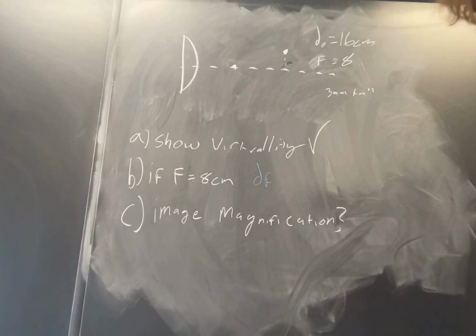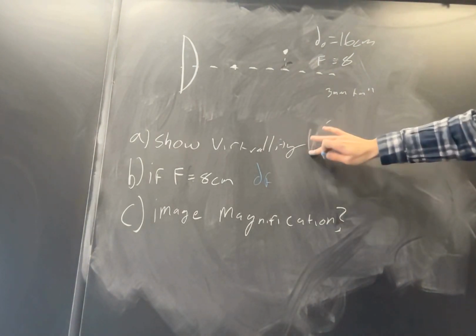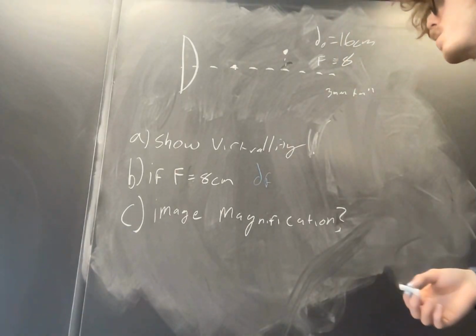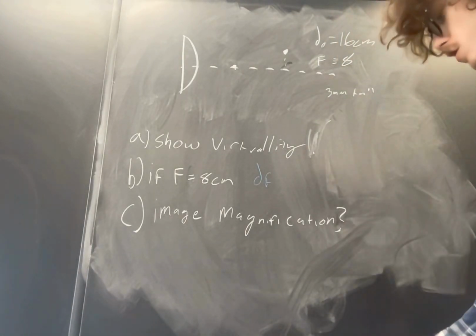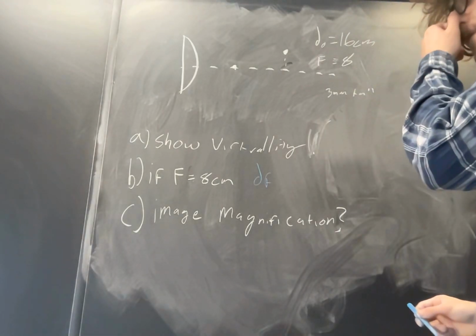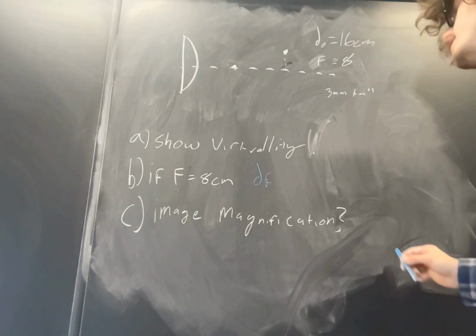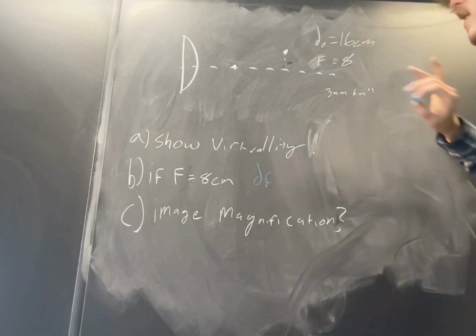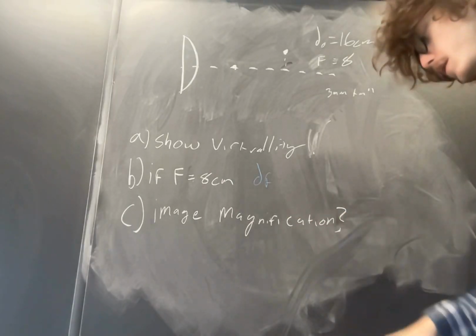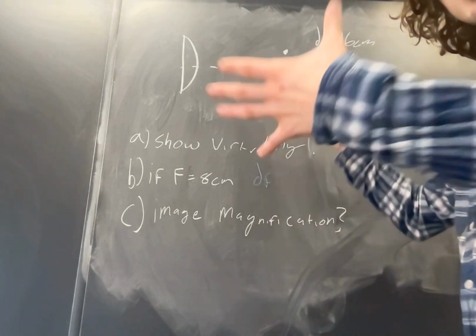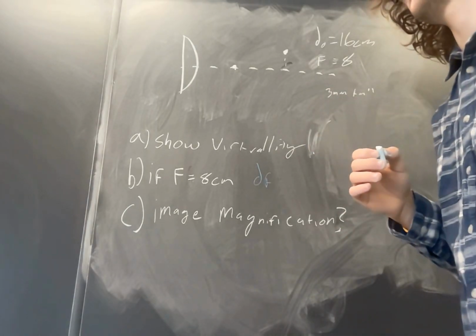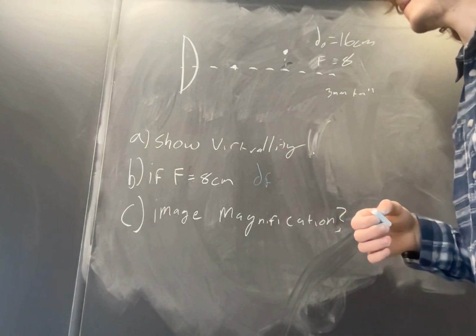Okay, so let's draw. We need to show a couple things here. We need to show virtuality, so that the image is going to be a virtual one, and to do so using a ray tracing diagram. If f is 8 centimeters, what's the distance that the image is away? And then what's the image's magnification? How much scaled up is that image? So that's the three things that we're trying to find today. Let's go ahead and find them.